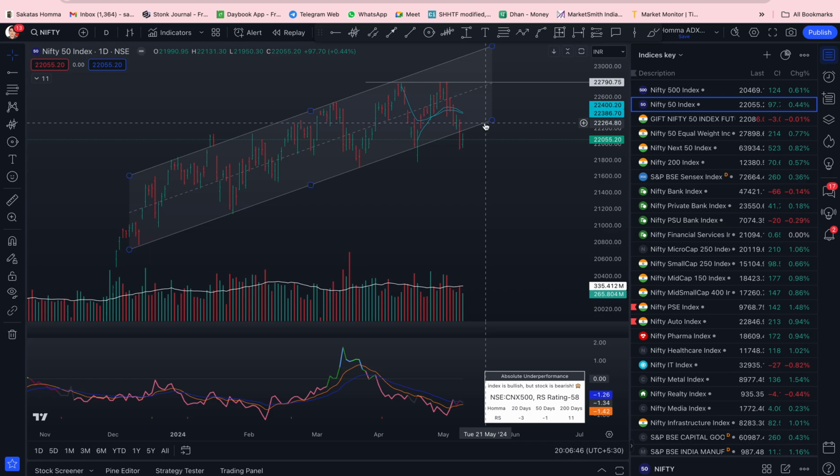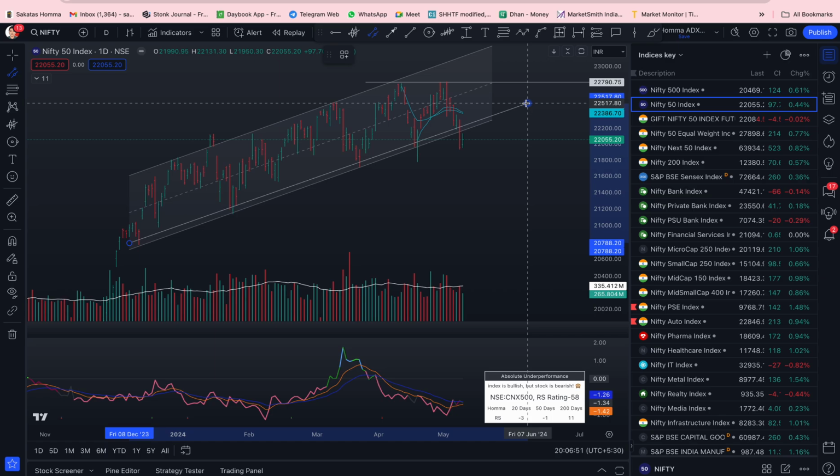Now, the second thing one needs to consider is that it's a line. So this is also a line.